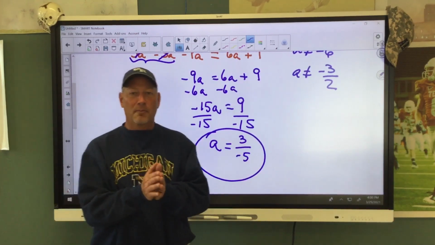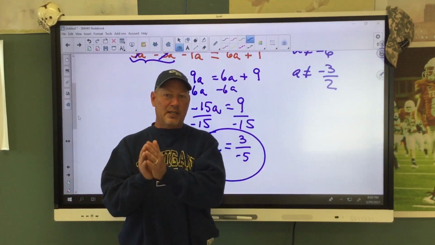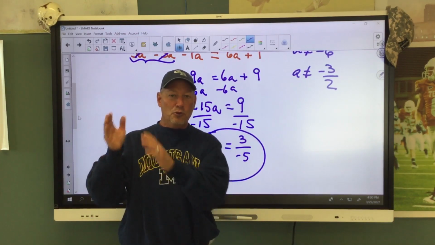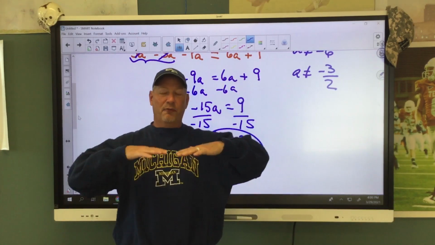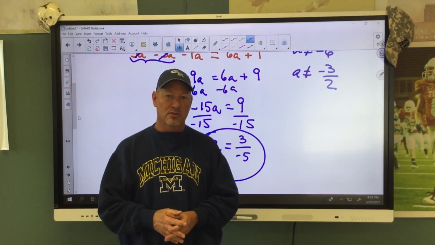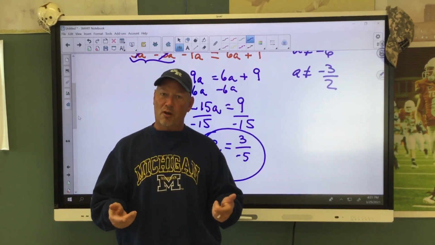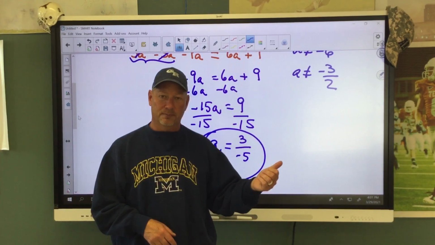You need to determine what your common factor is, your common denominator is. Once you understand what your common denominator is, you multiply each term times the common denominator. It allows the fractions to go away. It is a much easier problem to solve. But once you solve it, you have to check to make sure that you don't have an extraneous solution.